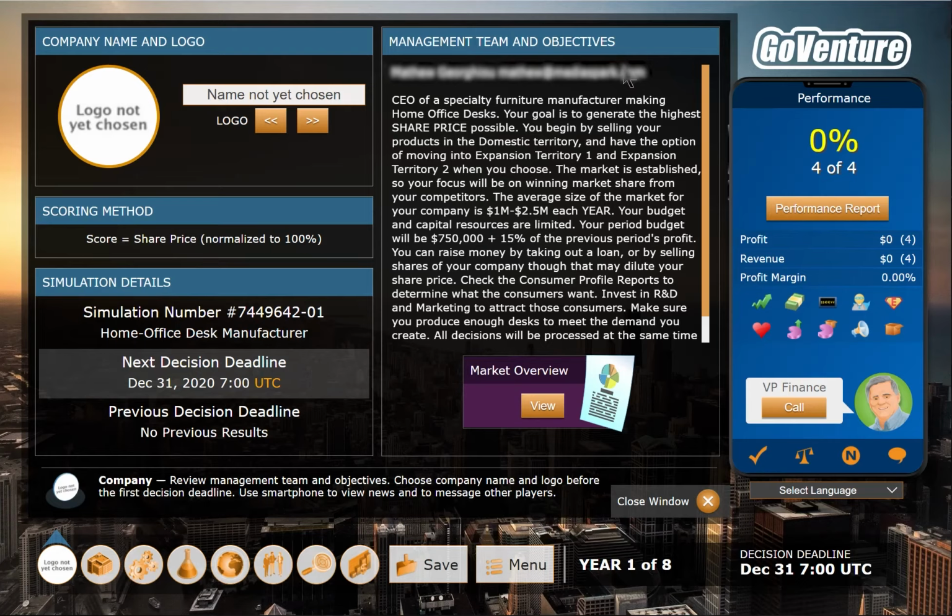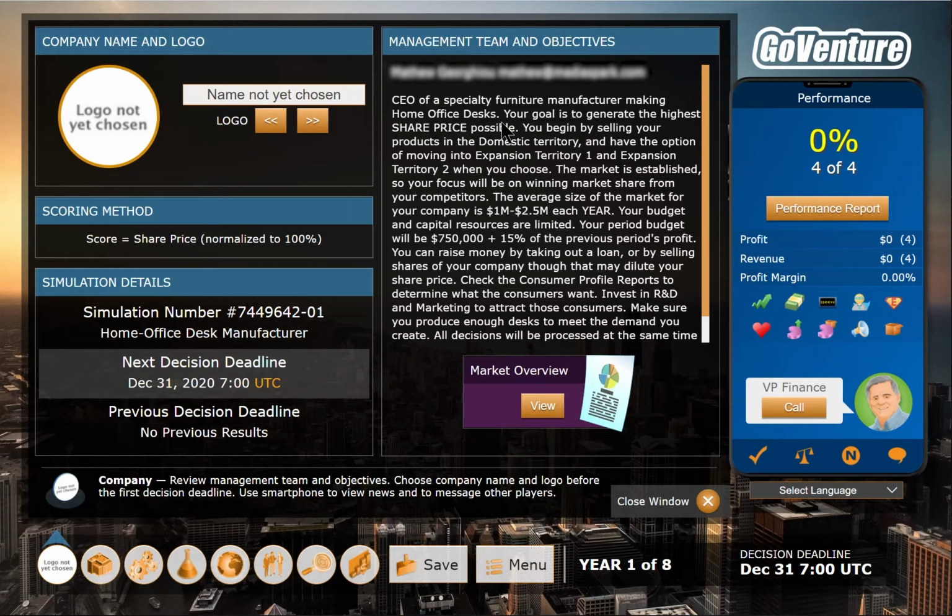On the right-hand side is our management team and objectives. Here, again, I can see myself and any teammates that have joined the simulation with me if I'm playing on a team, and I can read the backstory. This is very important to understand what I'm supposed to be doing. It's telling me here that I'm the CEO of a specialty furniture manufacturer making home office desks. Our goal is to generate the highest share price possible.